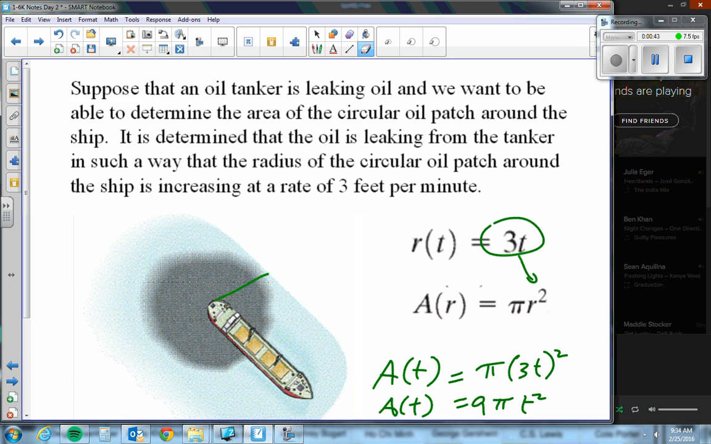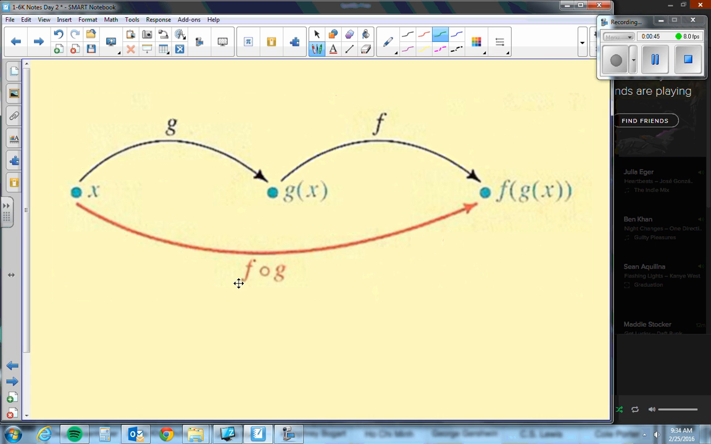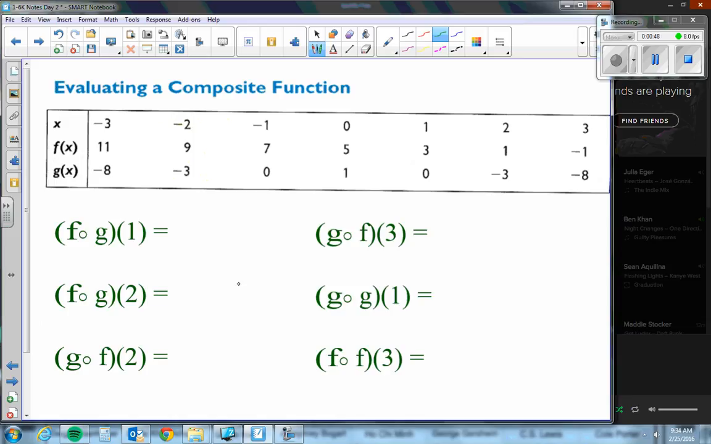Okay? All right. Another thing I want to do is problems like this. They're just, well, they're fun. At least I think they're fun. We'll see what you think.